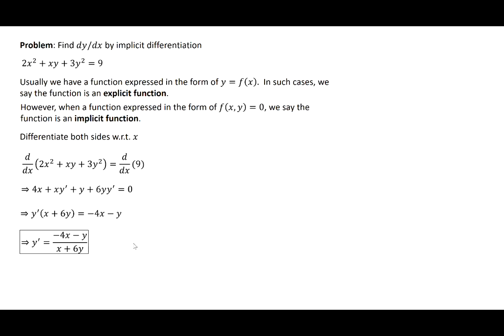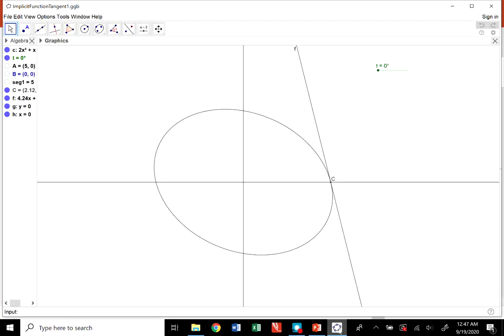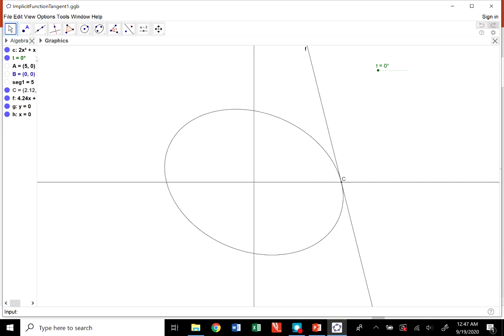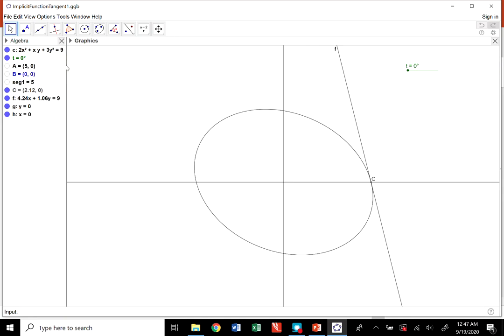I want to show you something interesting about this though. Let me actually plot this, and I have done that. When you plot what we have, that 2x squared plus xy plus 3y squared equals 9 thing, it turns out to be an ellipse that's rotated. Okay? Details, let's not worry about the details right now. But it turns out that that implicit function of x is in fact, in this case, an ellipse.